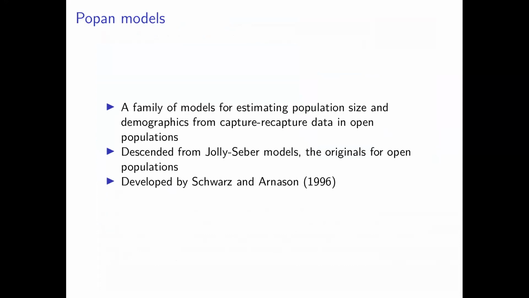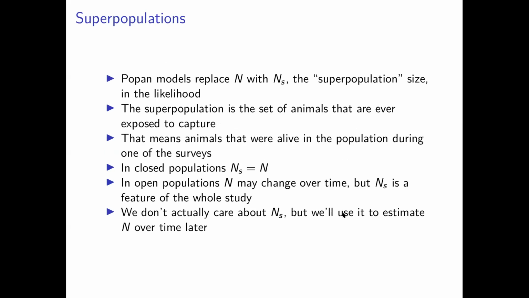So again, Popan models are a family of models for estimating population size and demographics for capture-recapture data in open populations. They're descended from Jolly-Seber models, and sometimes they're still called Jolly-Seber models, which were the original models for open populations. And Popan models were developed by Schwarz and Arnason in 1996.